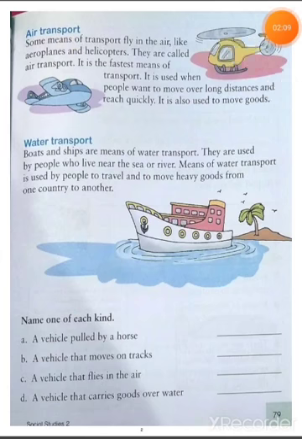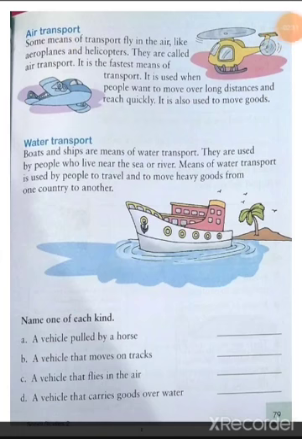Okay. Now the next page, air transport. Some means of transport fly in the air like aeroplanes and helicopters. They are called air transport. It is the fastest means of transport. It is used when people want to move over long distances and reach quickly. So it is also used to move goods.